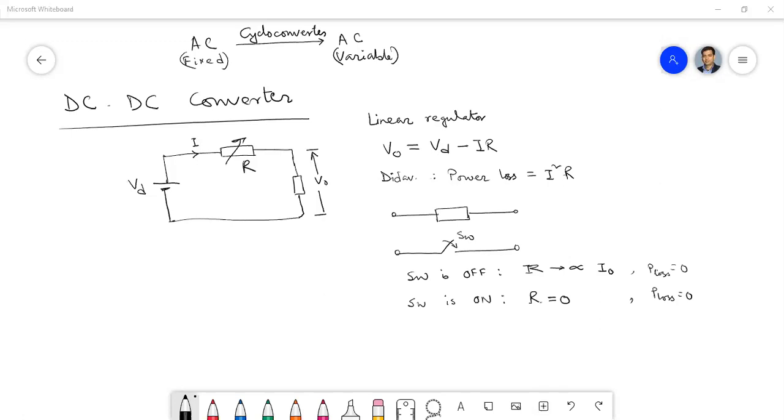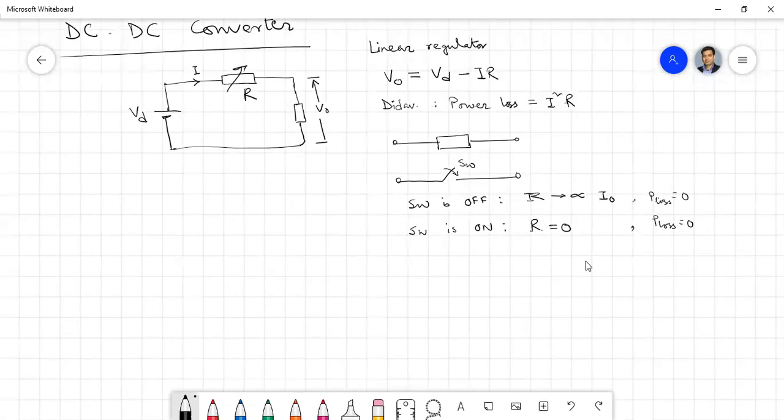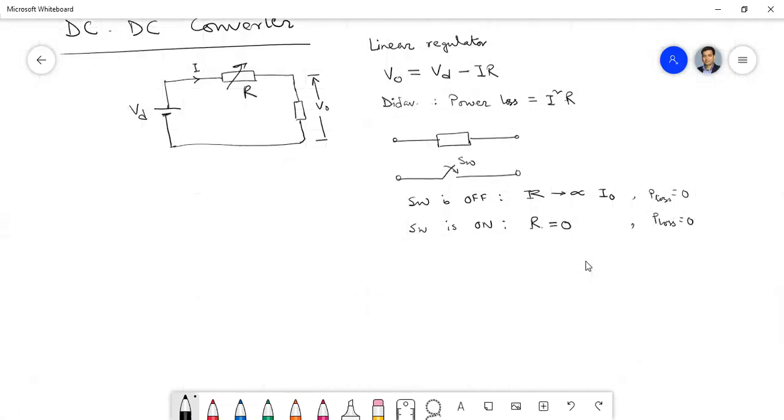Whether I can get variable voltage from this or not, I will come to that later. But if we use a switch instead of a linear regulator, it will not cause a very significant power loss. That has been ensured, isn't it? Yes, sir. Okay, so therefore the switch is a very important device for power electronic converters.